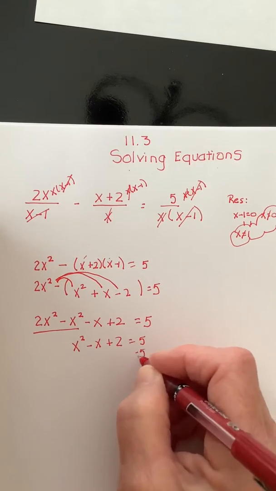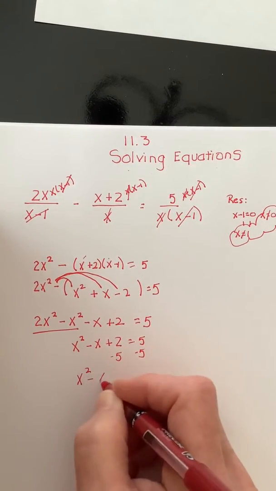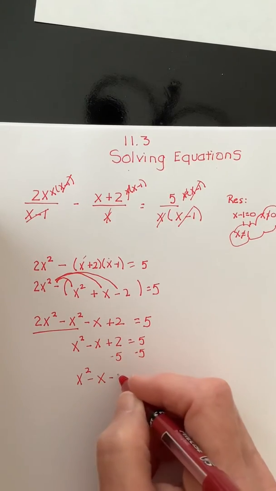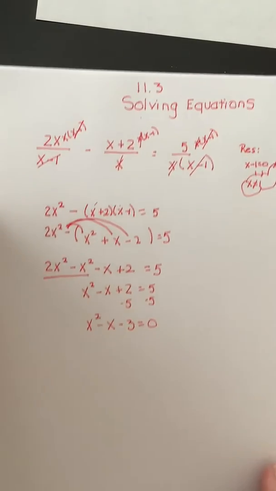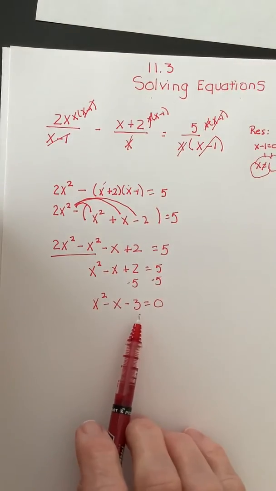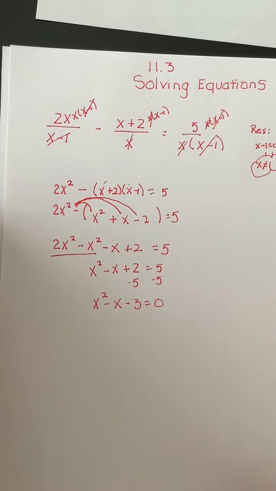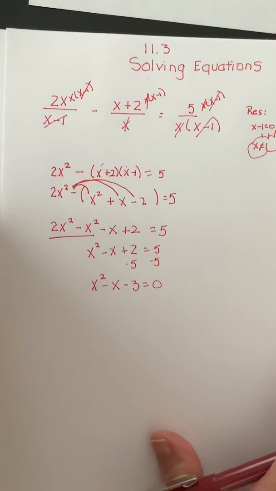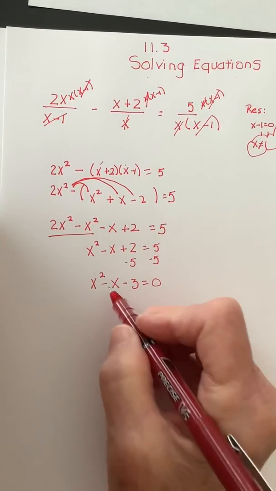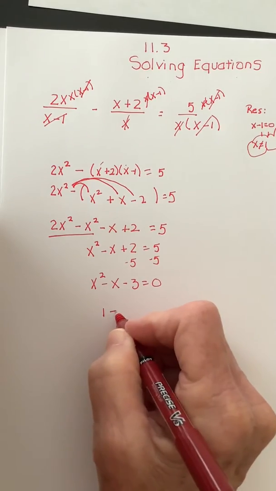So I'm going to subtract 5 from both sides, and I have x squared minus x minus 3 is equal to 0. The only factors of 3 are 1 and 3, and there's no way to combine a 1 and a 3 to get a negative 1 right here. So I'm going to use the quadratic formula. It's going to be the opposite of b. So this is a negative 1. The opposite of a negative 1 is a positive 1.